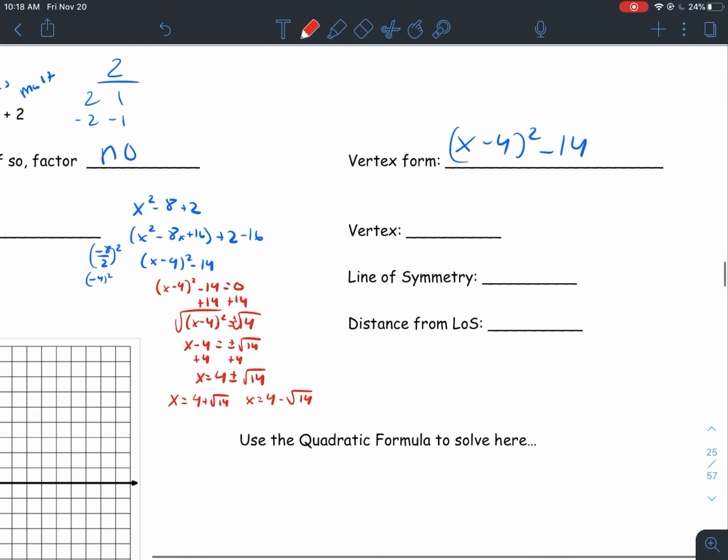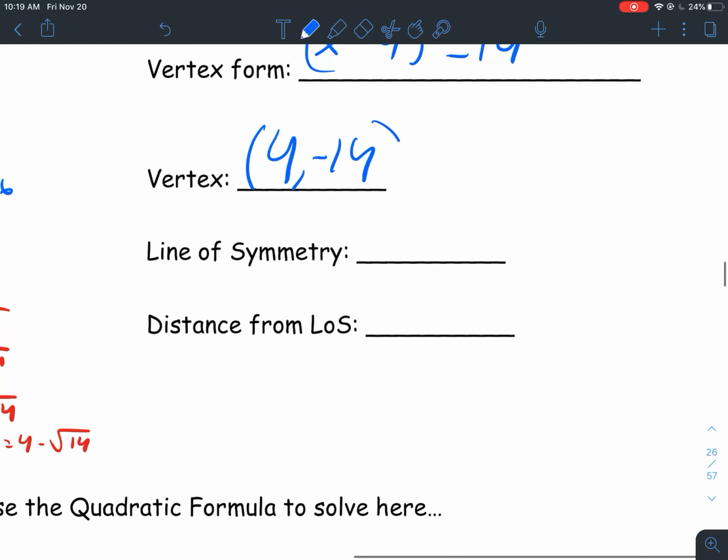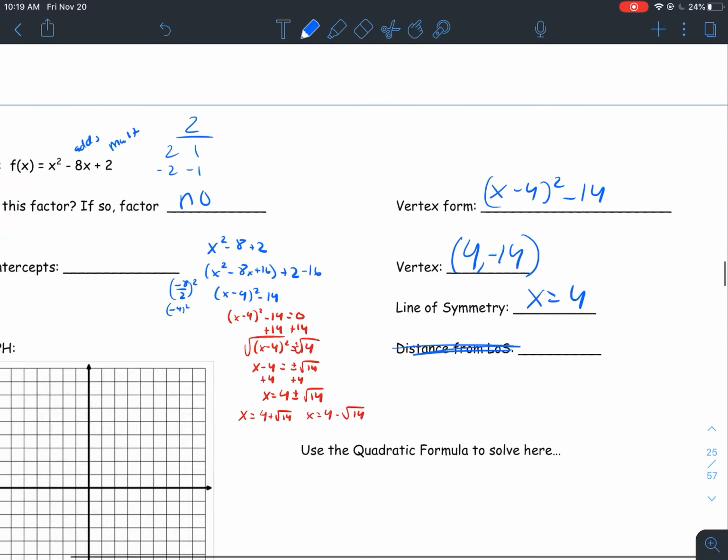Then let's go answer these other questions. We now have our solutions here though, right? Our vertex is going to be 4, negative 14. We get that from the vertex form. The axis of symmetry is going to be x equals 4. And don't worry about this distance here.